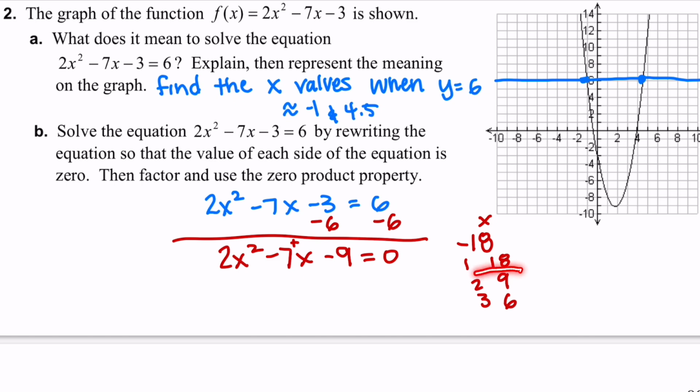So if I'm looking at 2 and 9, and I put a negative with the 9, +2 and -9 make a -7. So those are our numbers. We'll have 2x squared plus 2x minus 9x minus 9. Draw in your lightning bolt.